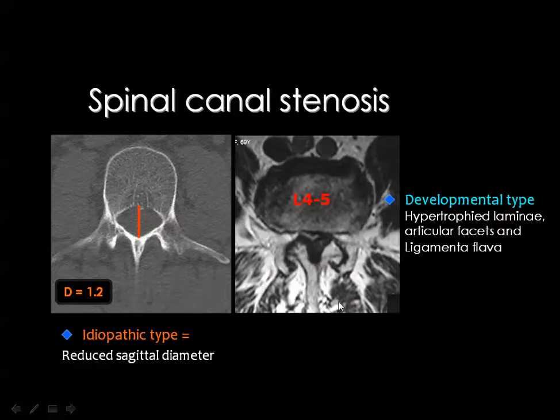Then this is the idiopathic type where the sagittal diameter is less than 1.3 centimeters, and this is the developmental type where the laminae are short and thick, the ligamentum flavum is markedly hypertrophied, the articular facets are hypertrophied, the cecal sac is significantly compressed within the spinal canal.